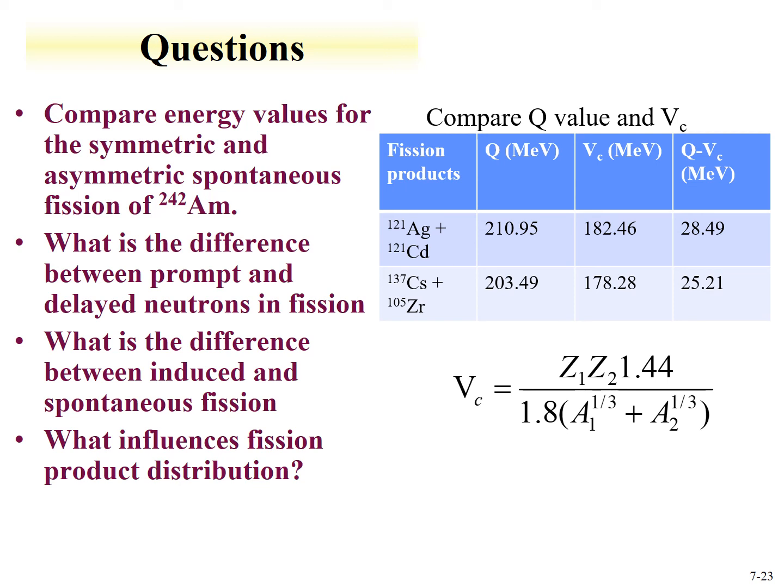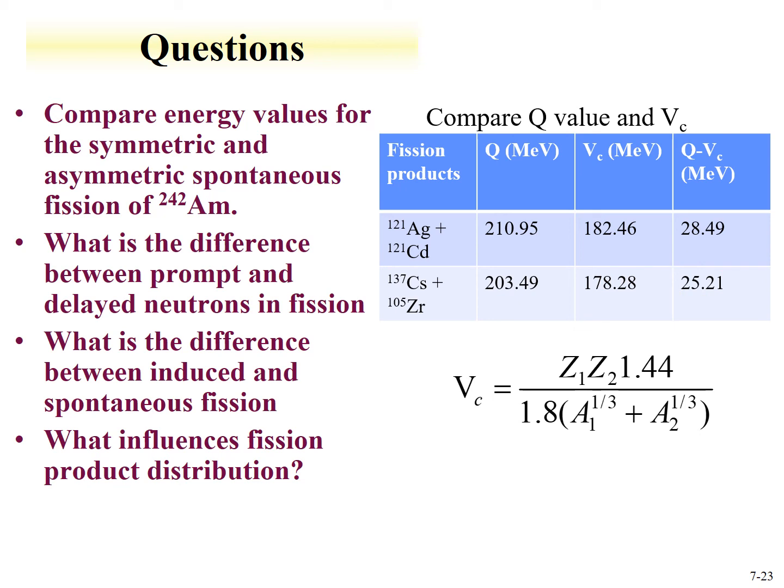For an asymmetric fission product distribution, I chose one fission product being cesium-137, a common fission product, and from that the remainder would be zirconium-105. Evaluated the Q value for that, again 203 MeV. The Coulomb barrier using this equation, a little under 180. So the Coulomb barrier is lower for the asymmetric. The Q value is also lower. And the Q value is lower by a greater amount, so the overall energy is less.